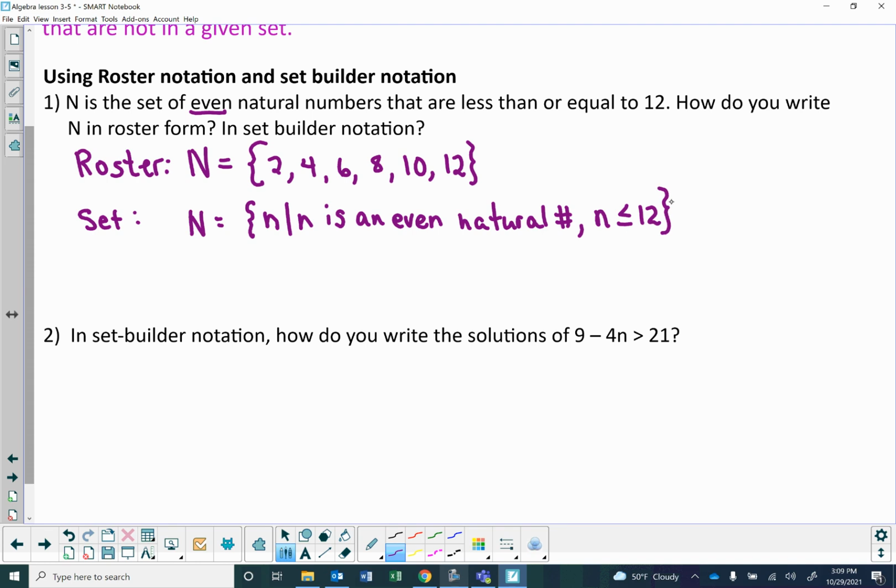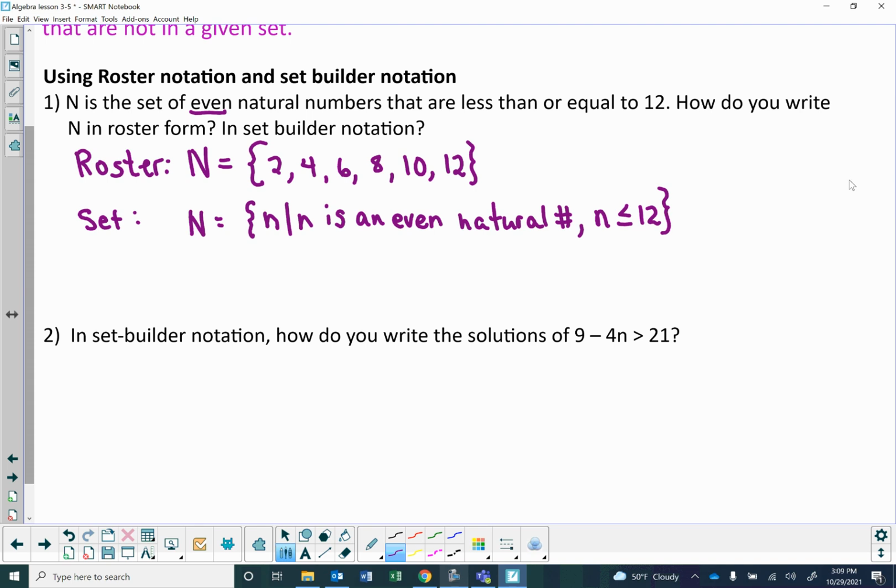So one is using numbers and the other one is using words. That's the difference between roster notation and set notation. Roster notation, you just literally give the numbers that fit in that set. Set notation, you explain the numbers that fit in that set. Okay, so let's look at number 2 here.